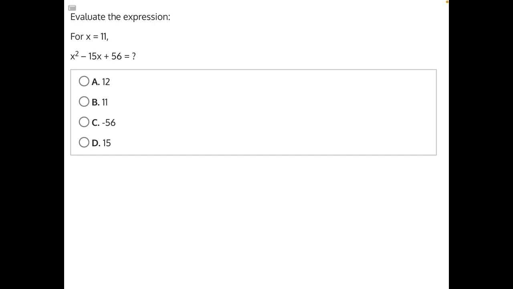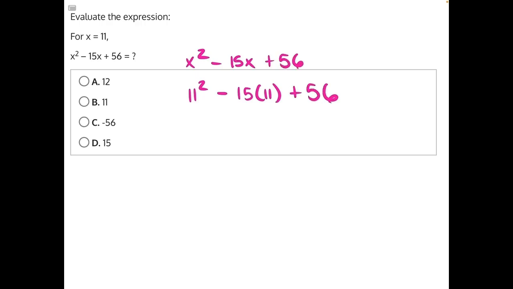To solve this question, we need to substitute in our known variable x and solve for the expression's value. So let's start by making those substitutions. We have x squared would become 11 squared, minus 15x would become 15 times 11. And then plus 56, there's no substitutions there. We're just adding 56. So now let's start to simplify.